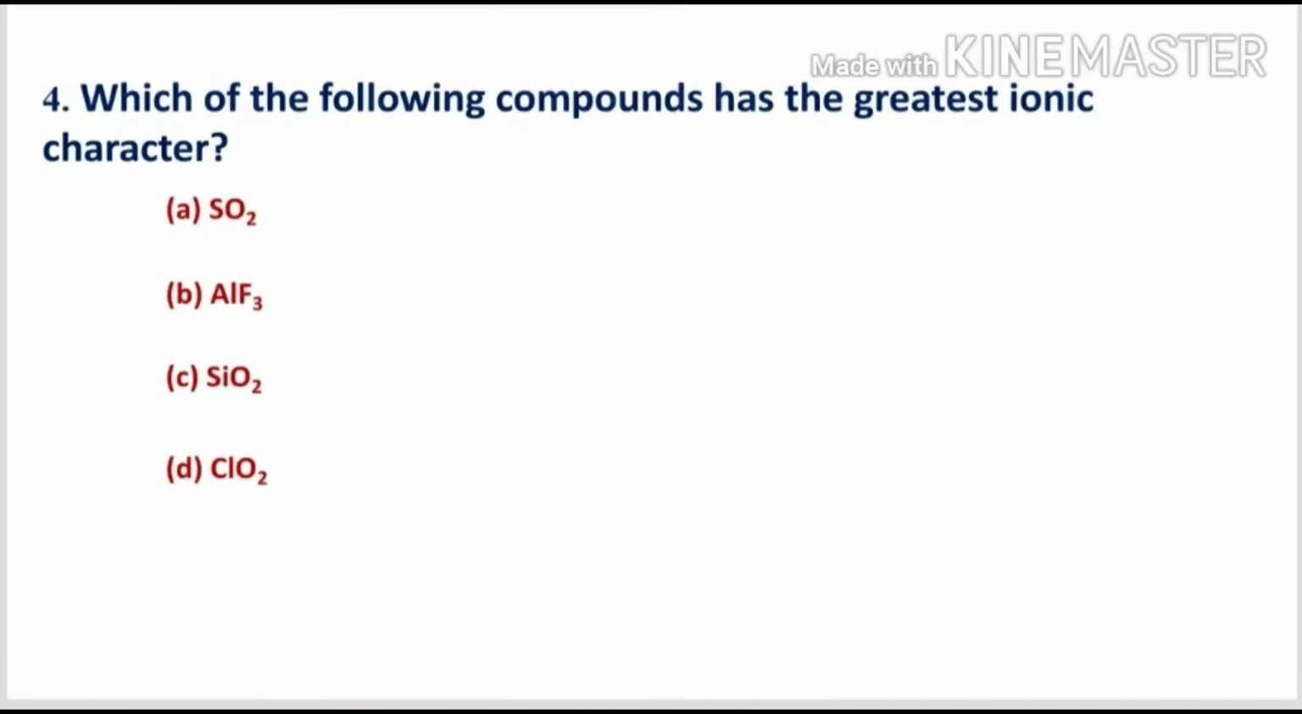For B and C, the electronegativity difference between aluminium and fluorine is 2.4, and between silicon and oxygen is 1.5. So option B is correct because it has the greatest ionic character, being more polar. The electronegativity difference is about 2.5, and a difference of about 2 or above means ionic character. That's why AlF3 has the greatest ionic character among the four options. Option B is the correct one.